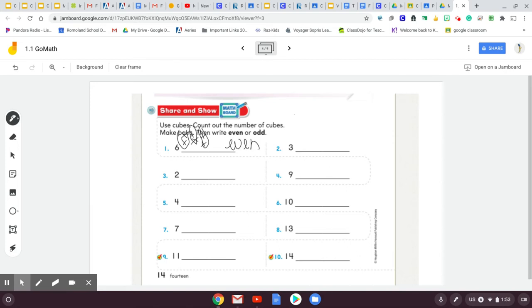Okay. Number 2. 1, 2, 3. I can make a pair there, but I can't make another. That's odd. Okay, let's go down to number 3. The number 2. 1, 2. That's even. So let's write even. E-V-E-N.